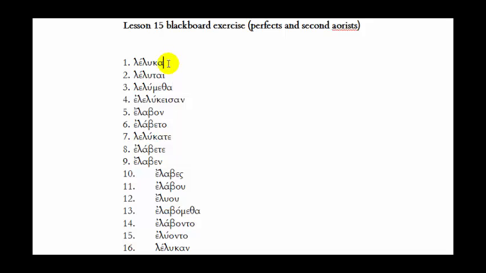Let's dive right in and take a look at parsing more forms of just our paradigm verbs, in this case luo, primarily in the perfect tense, and also lambano in the aorist tense, which is interesting because lambano actually takes the second aorist form, or elabon. That's a verb meaning to take. Okay, so let's just jump right into it.